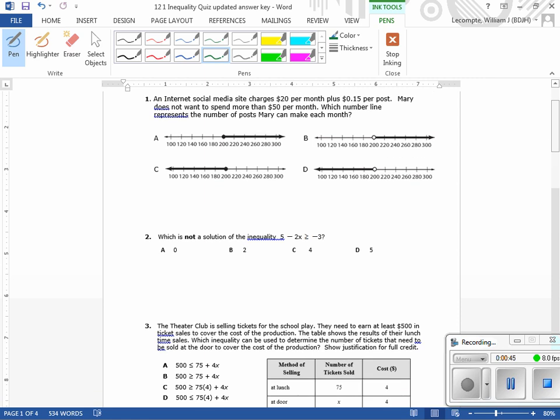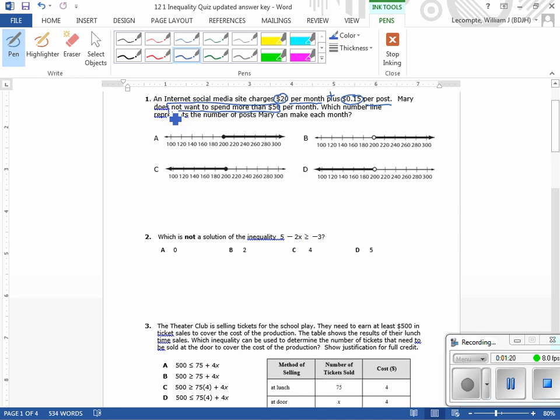Number 1 says, an internet social media site charges $20 per month plus 15 cents per post. Mary does not want to spend more than $50 per month. Which number line represents the number of posts Mary can make each month? So I'm going to go back and circle and underline the pertinent information. So that's per month plus 15 cents per post. And they do not want to spend more than $50.